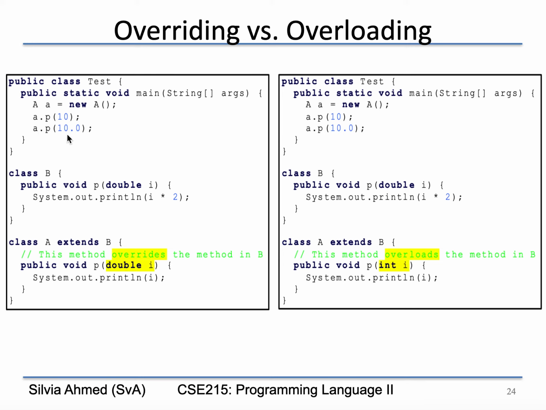Then a.p(10.0): it will come here and say, okay, P is the method name and double is the parameter, so this is the method. It will print whatever the input is, so 10.0. So this code will print 10.0 and in the next line again 10.0. So this is the difference between method overriding and method overloading.